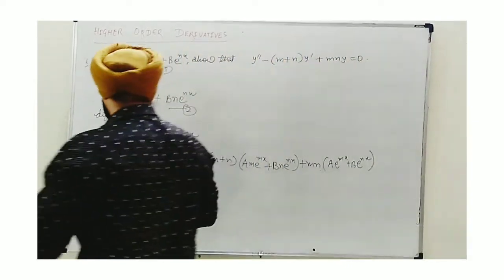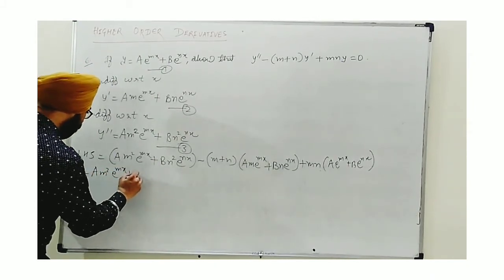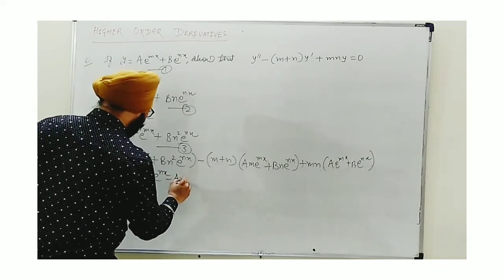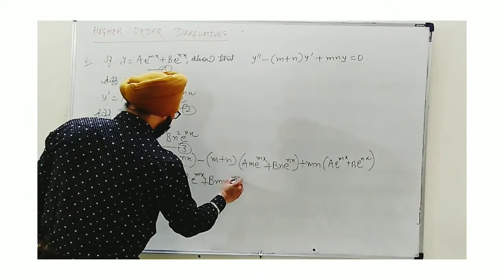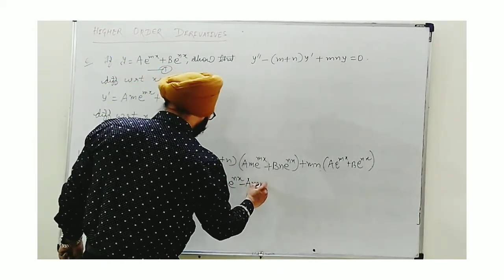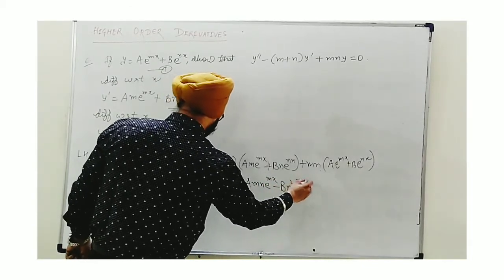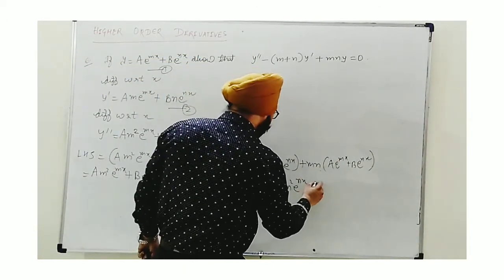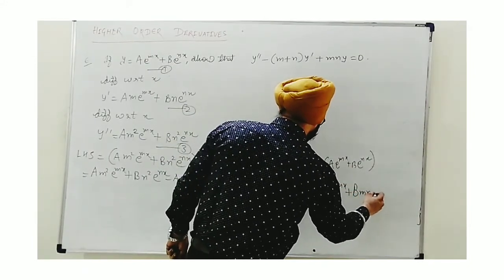Now opening the brackets we will simplify. First one remains as it is. This m multiplied, so we get minus a m square e to the power mx plus b mn e to the power nx. Now this with minus sign, n will be multiplied, so minus a mn e to the power mx minus b n square e to the power nx. Further, this mn will be multiplied to the bracket, we get a mn e to the power mx plus b mn e to the power nx.